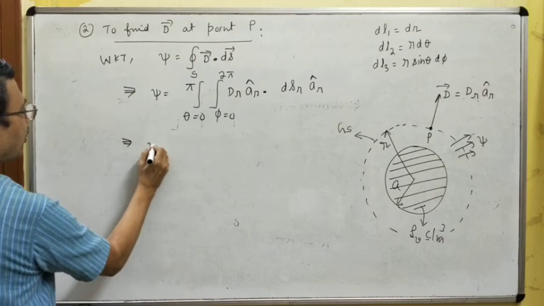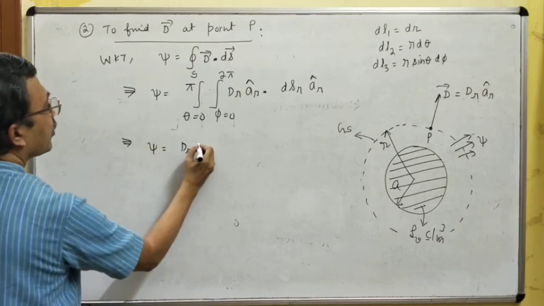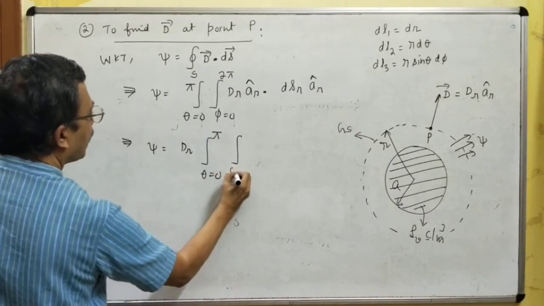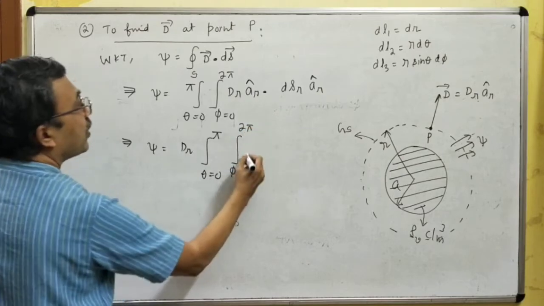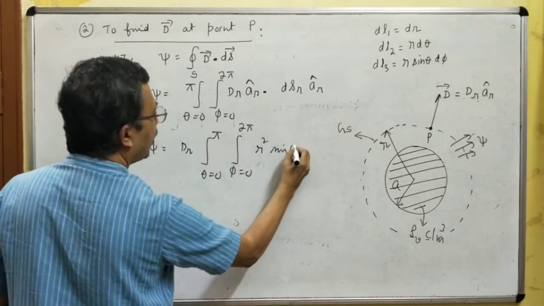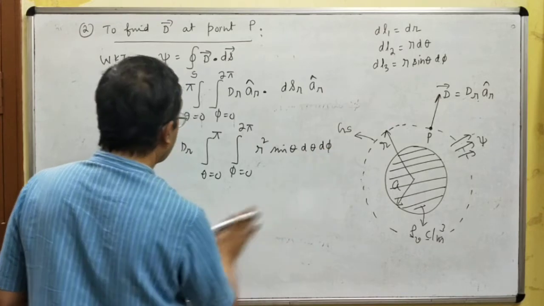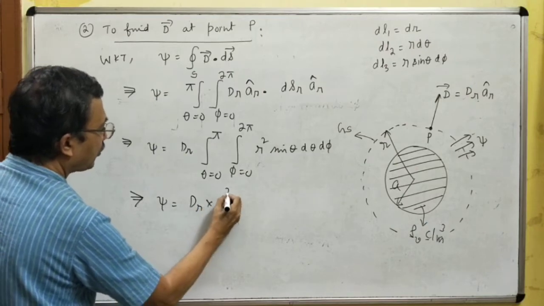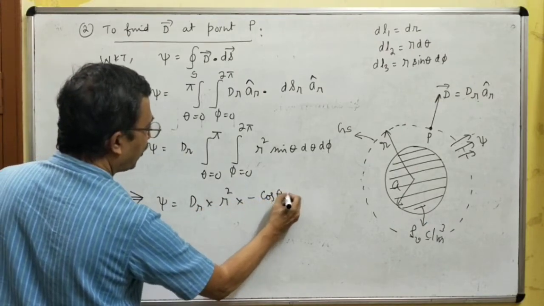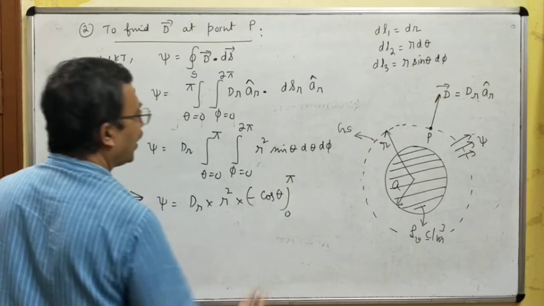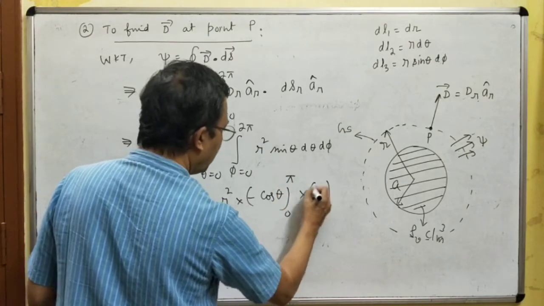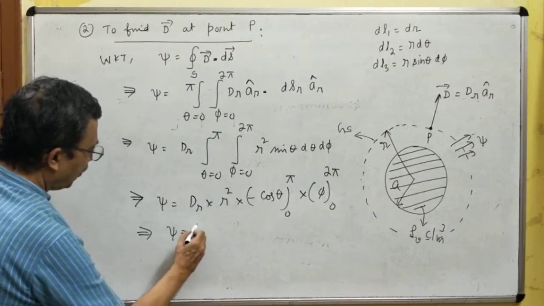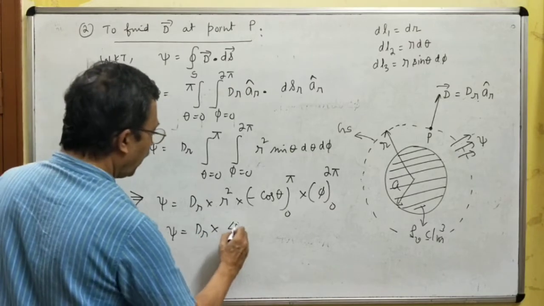This implies psi is equal to Dr, theta varies from 0 to pi, phi varies from 0 to 2 pi, r square sine theta d theta d phi. So psi is equal to Dr into r square. Sine theta, if you integrate, you get minus cos theta between 0 and pi. d phi, if you integrate, you get phi between 0 and 2 pi. So psi is equal to Dr into 4 pi r square.